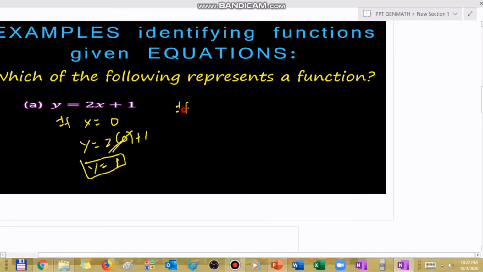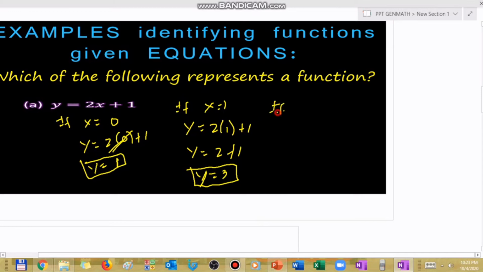What if we say that x is equal to 1? Let us evaluate. So y is equal to 2, instead of x, we replace it by 1, 2 times 1 plus 1. So y is equal to 2 times 1 is 2 plus 1. So y is equal to 3. Again, we are given a unique value of y.